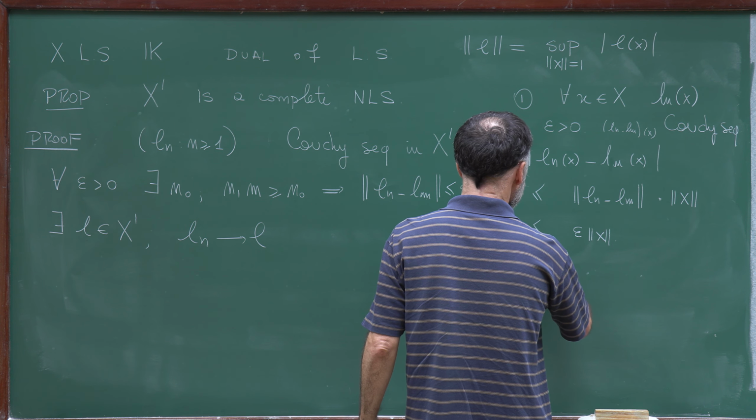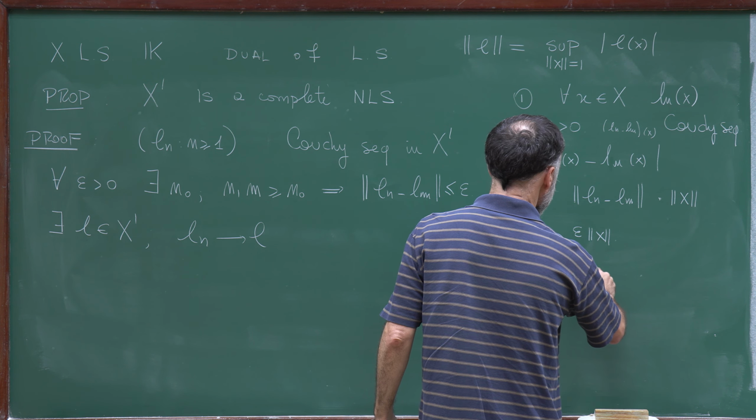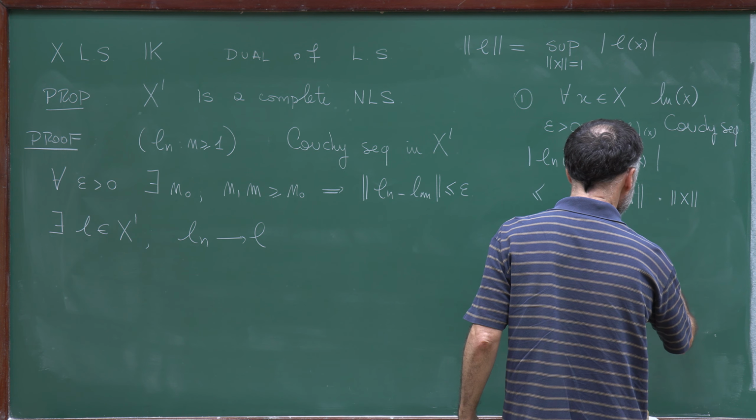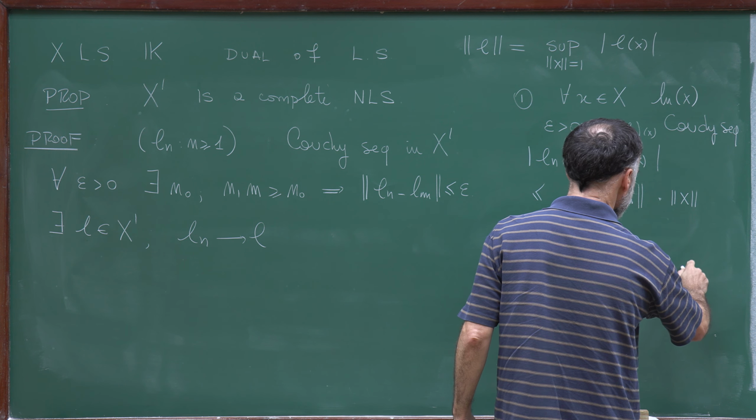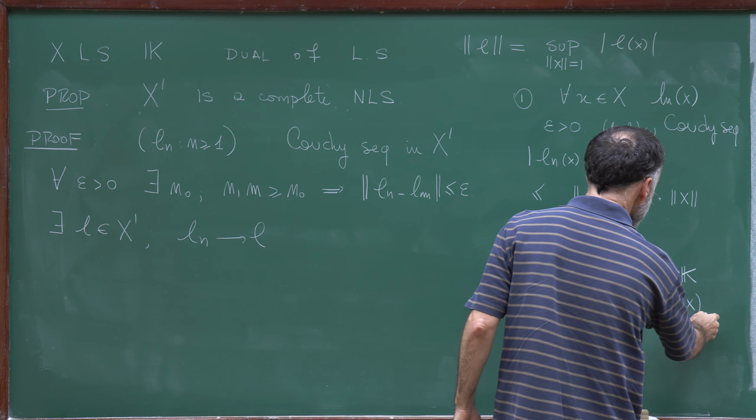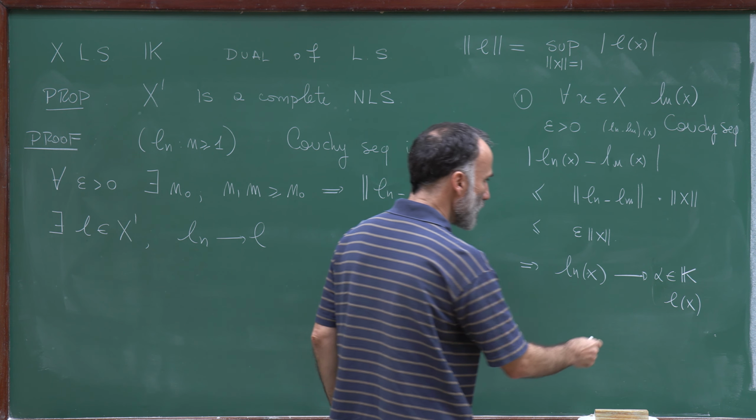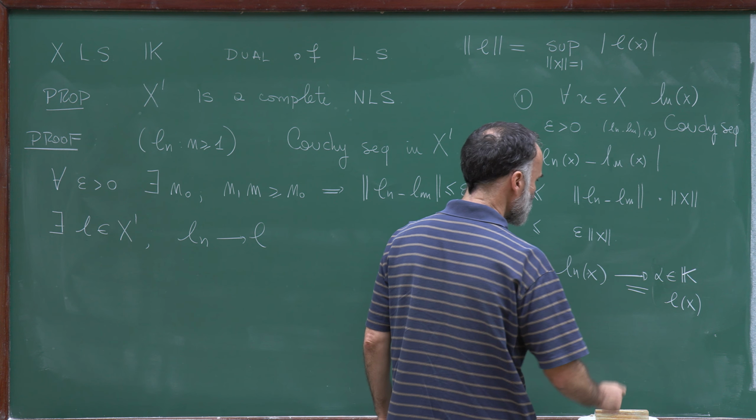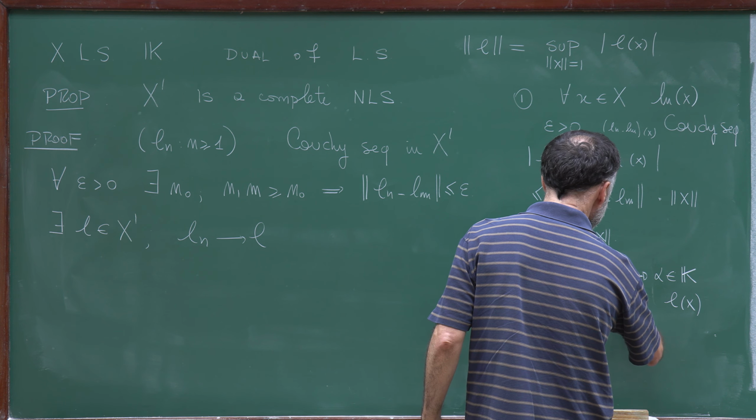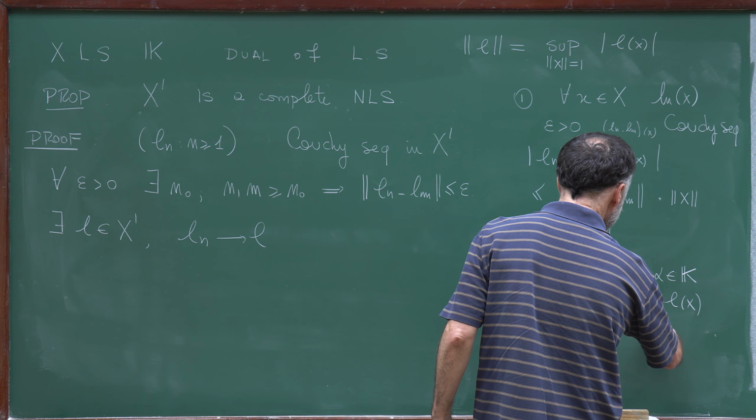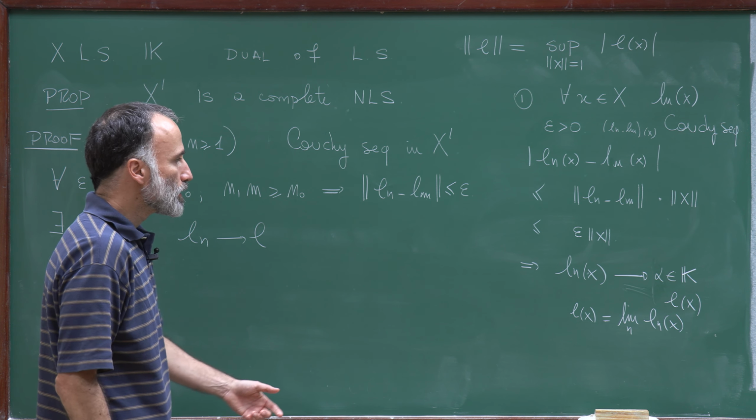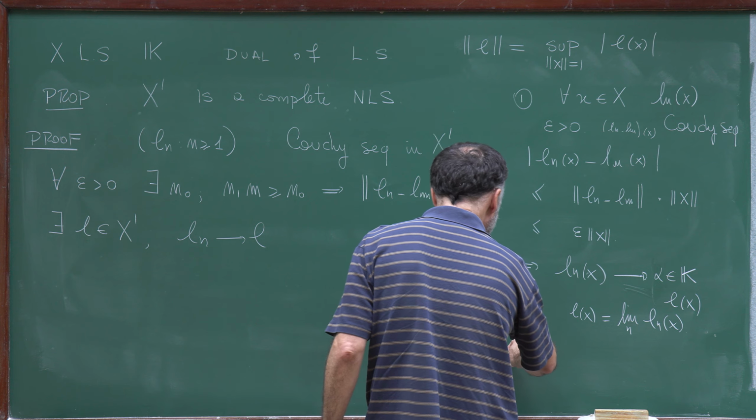So this implies that Ln x converges to some z in K, or some alpha in K. And this will be the definition of Lx. So I'll define Lx as this limit. So Lx will be the limit in n of Ln x. So it's clear that L is linear.